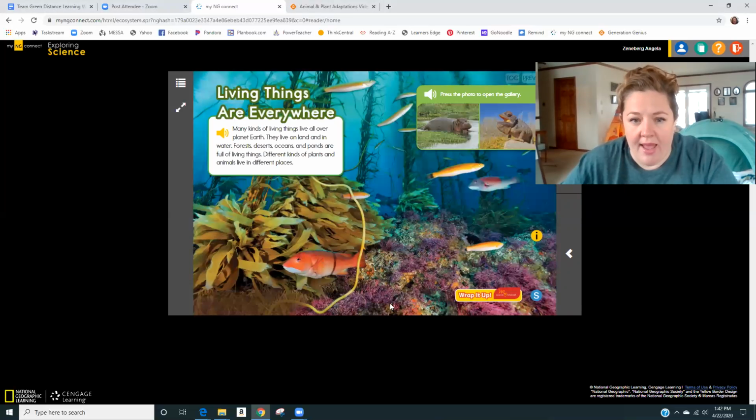Plants are the same way. If we take a look at this picture, you can see the kelp and the coral growing. These things would not survive very well if they were out of the water. The same thing with the fish. Their body parts and the way that they take in oxygen is completely different than the way that land animals take in oxygen. So they would not survive outside of this environment.